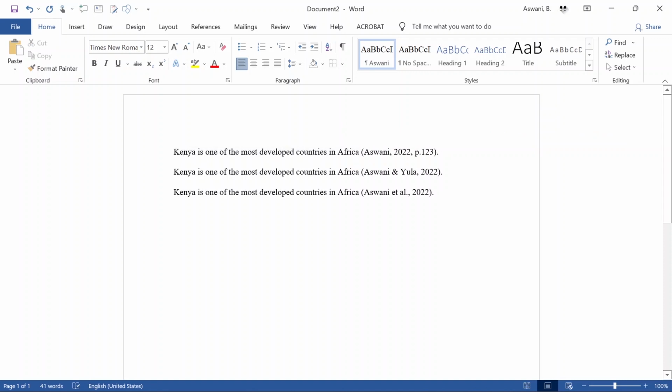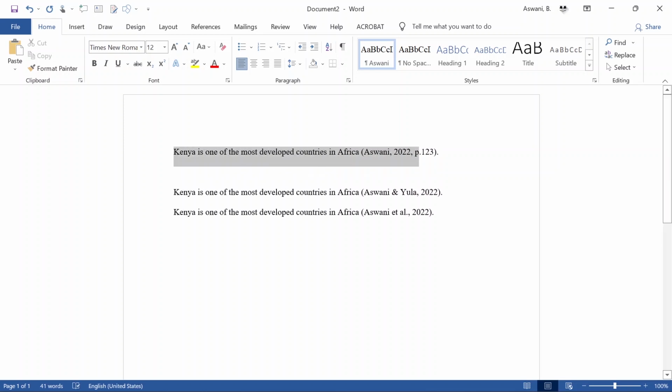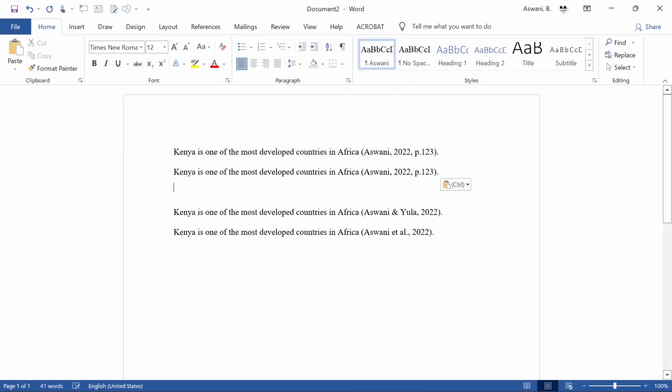So according to APA, if you are referring your reader to just a single page, you use a single P. But if you are referring them to several pages, because maybe the information is not located on a single page, and they have to read several pages to get the idea that Kenya is one of the most developed countries in Africa, use double P's. So pp. 123 to 130. So you're telling them, you know what, you can go and read this book. Open page 123, read through to page 130. You'll get the idea where this author is claiming that Kenya is one of the most developed countries in Africa.